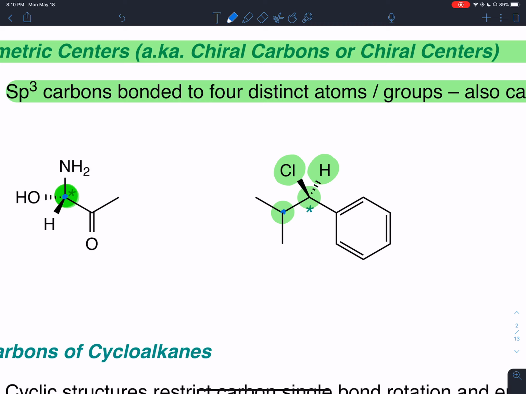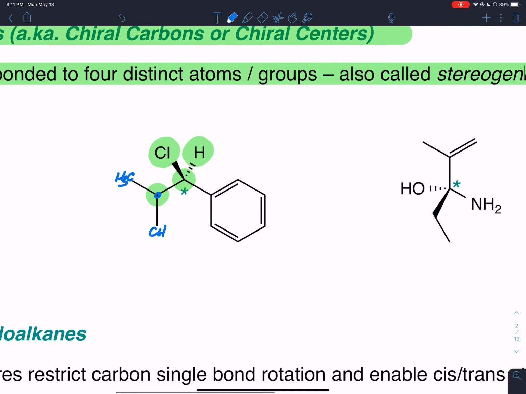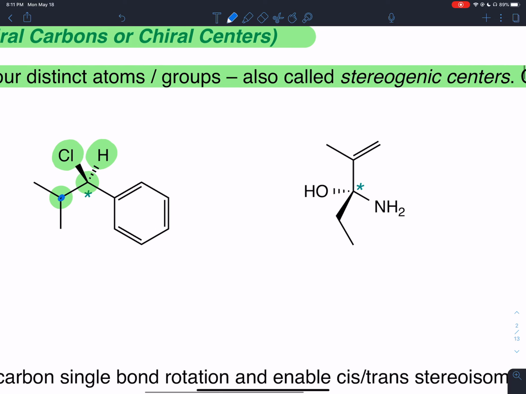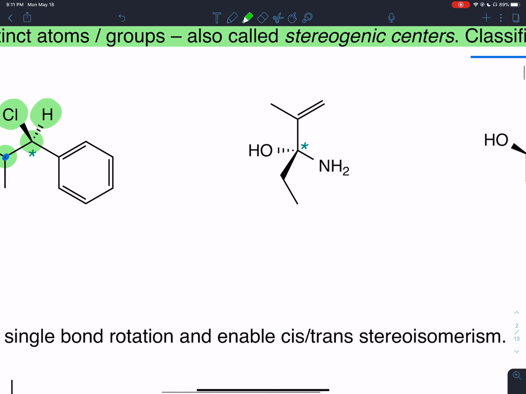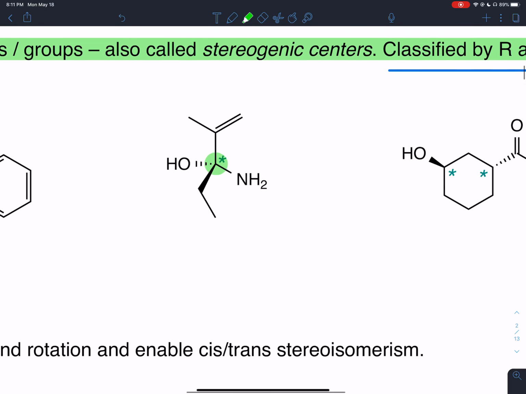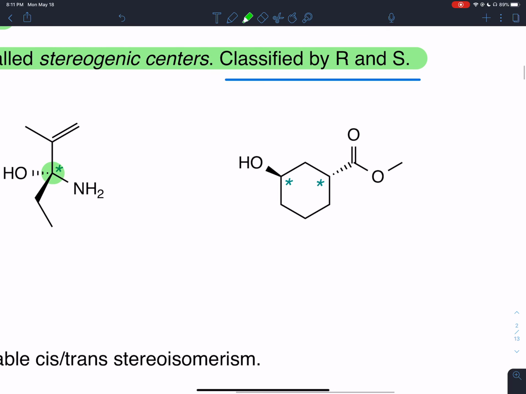This carbon here is not an asymmetric center because it has 2 of the same groups coming off, not an asymmetric center. Okay? Very important that we think about that. Now, in the next molecule, we have an asymmetric center, 4 distinct groups. Here we have 2 asymmetric centers, this carbon and this carbon.